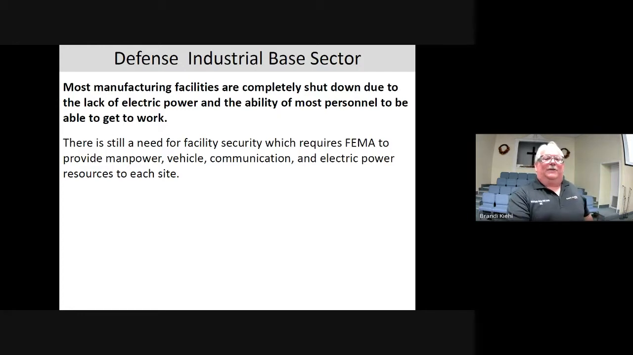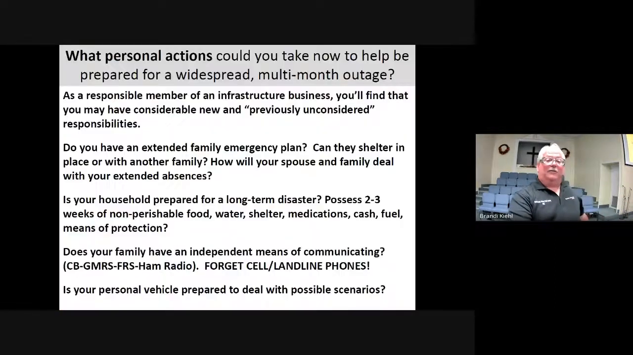Defense industrial base sector. They'll be shutting that stuff down basically because the people can't get to work and there's no electricity for them to do anything when they get there. So you need to think ahead. You as a provider for your family, do you have an emergency plan for your family? Can you shelter in place? Can you stay with another family? What's your spouse and family going to do while you're out there fixing critical infrastructure?